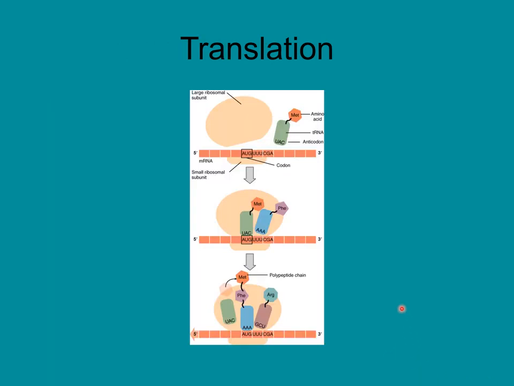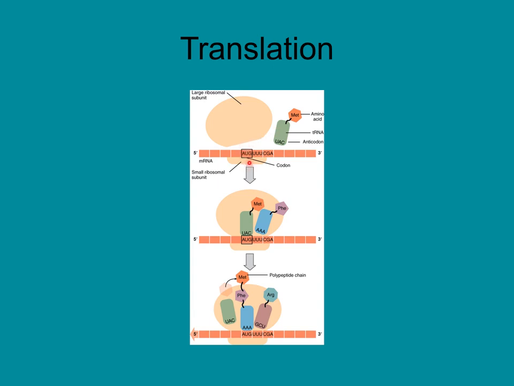For initiation, you have your mRNA, which is this long kind of orange colored strand here. It is going to bind to the smaller subunit of the ribosome. It's getting it in the proper placement. Then your larger ribosome is going to come in. Your first tRNA is going to come in.